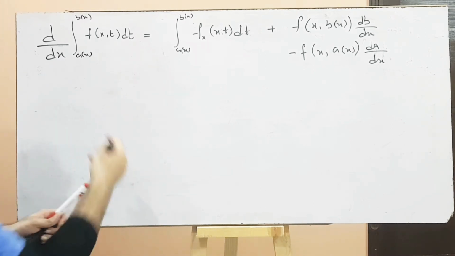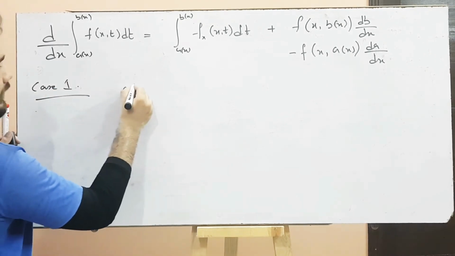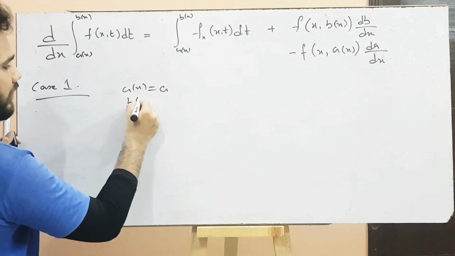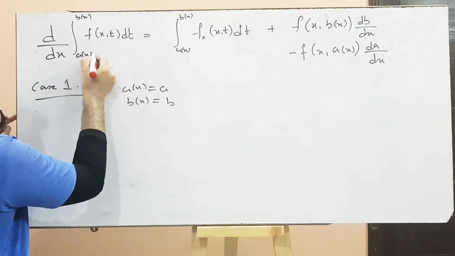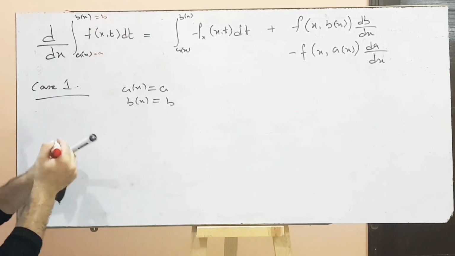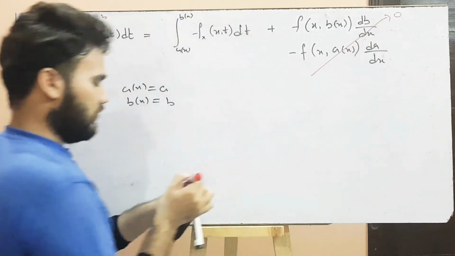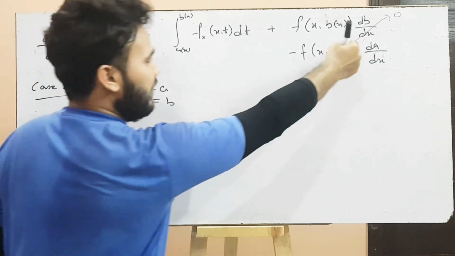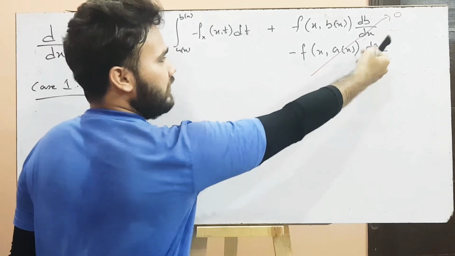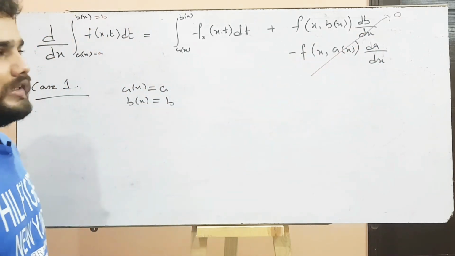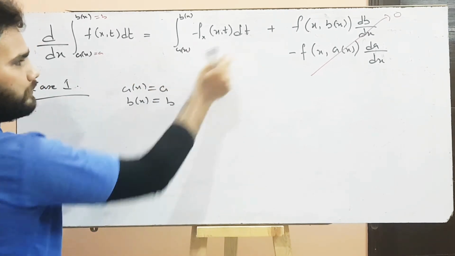Now the corollaries for this rule. Case number 1: let's say a(x) is a and b(x) is b, both constants. If both are constant, then the rule changes and turns into just this one, and these two terms will be 0. Why 0? Because here we have the derivative of b with respect to x; if b and a are both constant, then the derivatives of these two terms will be 0. Then the rule is left in just this form.